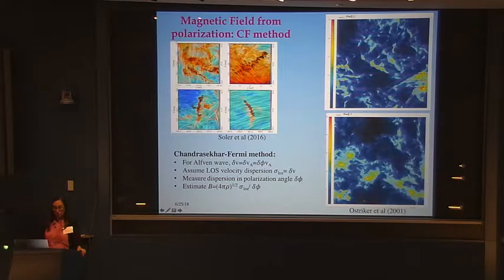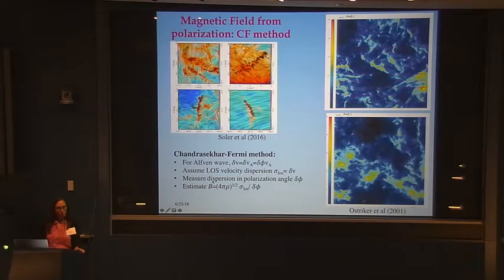So you can measure the dispersion in polarization angle, then measure the line of sight velocity dispersion, and infer what the magnetic field strength is, treating it as if it's an Alfvén wave. That's the basic Chandrasekhar-Fermi method. And that's within about a factor of 2 when we test this in simulations.